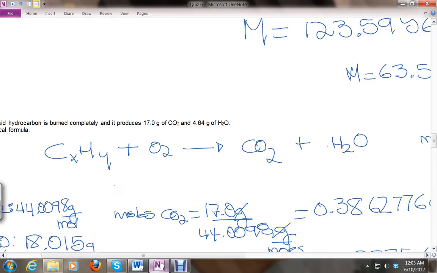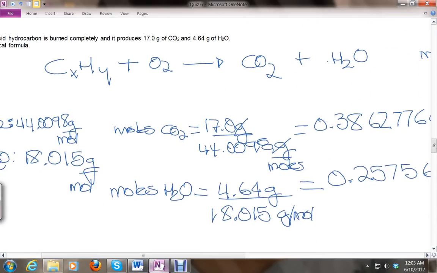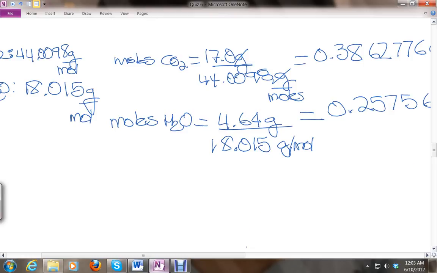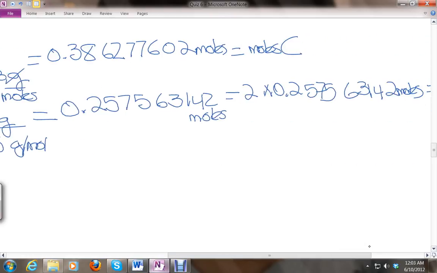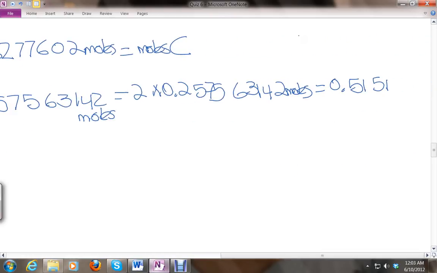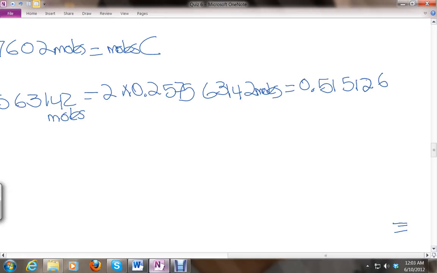And once you know it, you also know by stoichiometry that it would be the same as the moles of carbon in the hydrocarbon and hydrogen there. So it's going to be 0.5126 26284 moles.